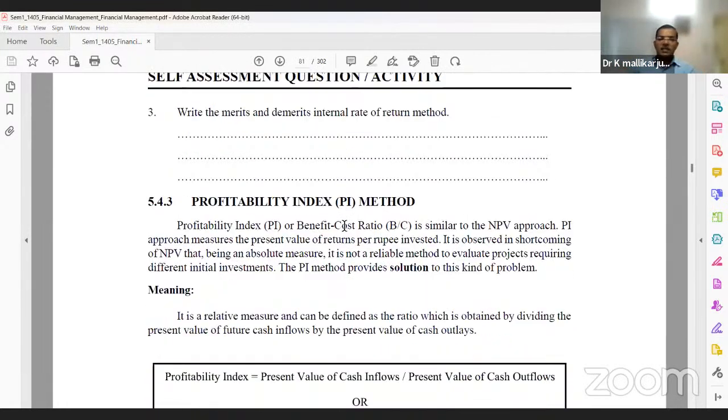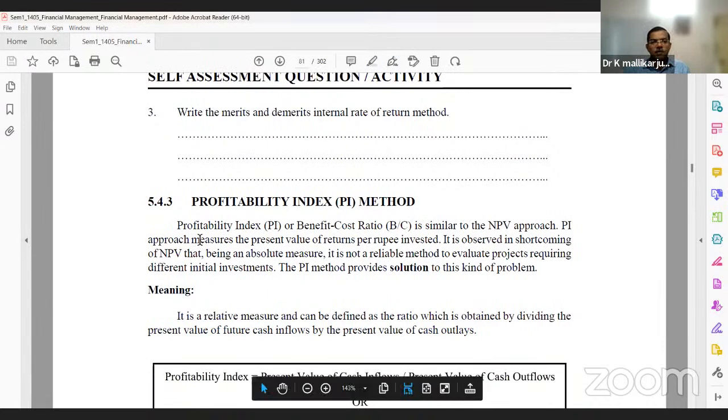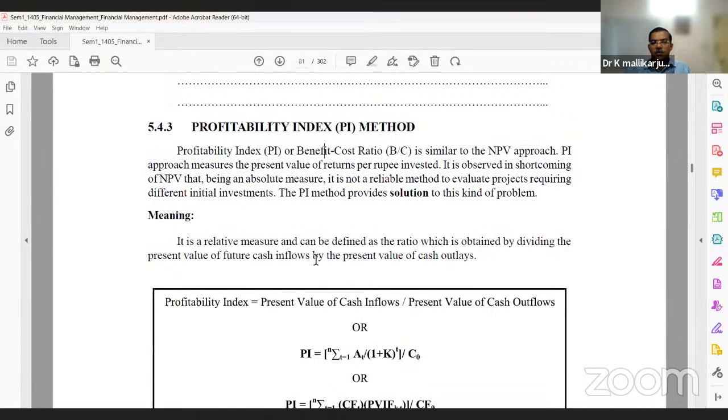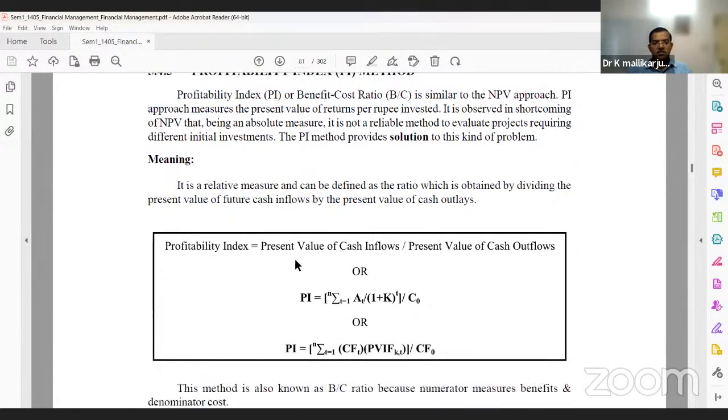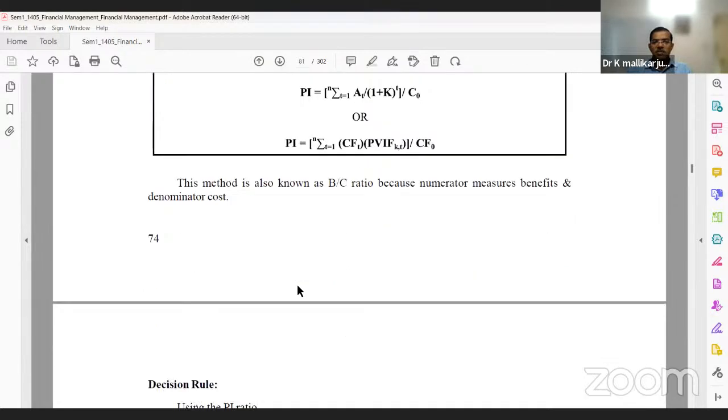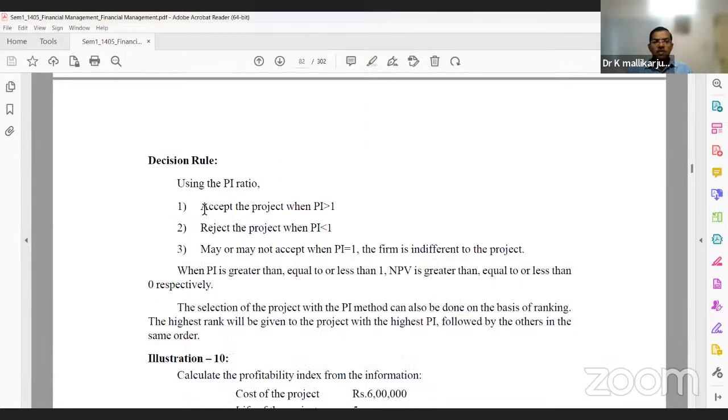Now one more method is there, the profitability index method. Profitability index is also called the PI method. It is a benefit to cost method, similar to the NPV approach. Suppose we invest 1 rupee today, am I getting back the same 1 rupee or not? This method also calculates that. If it is more than 1 rupee, we can accept the project. Less than 1 rupee, we reject the project.